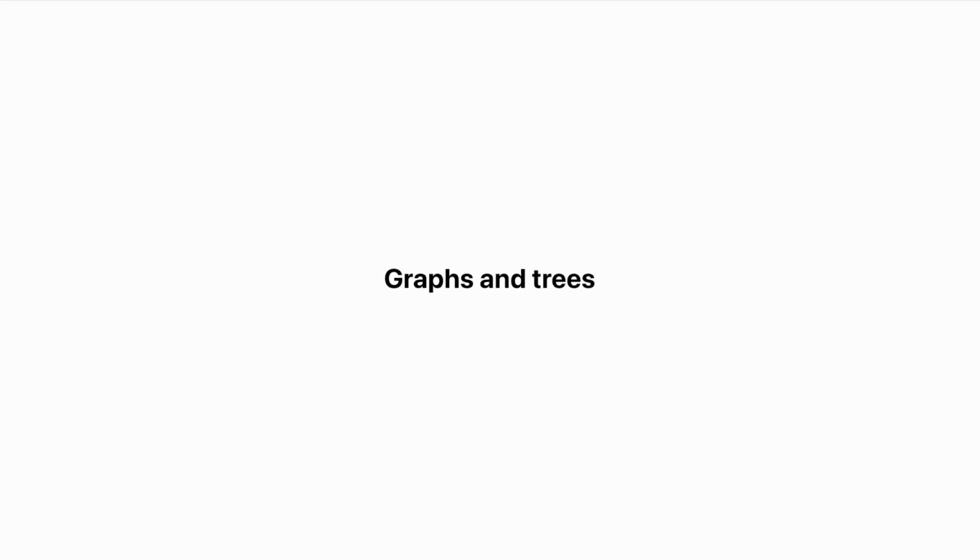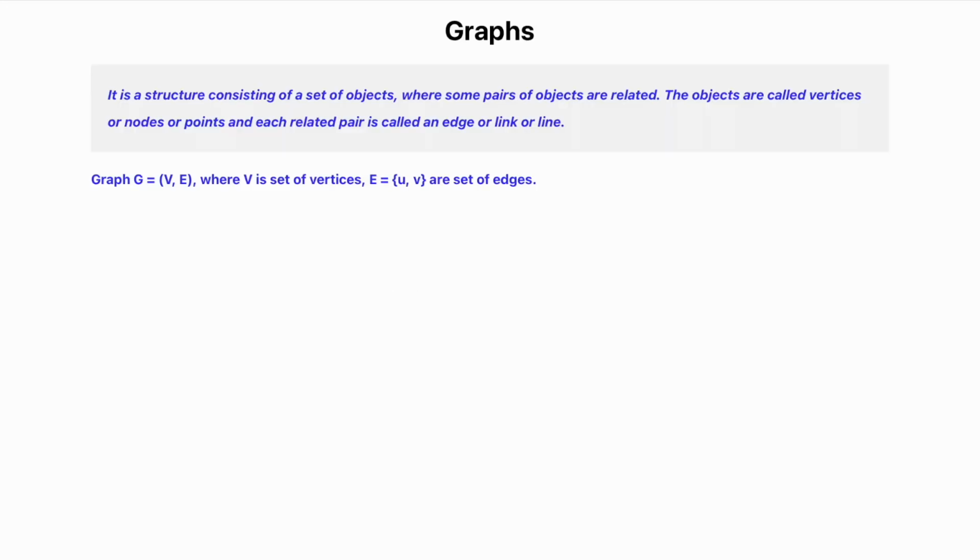Hi, I'm going to share some ideas about graphs and trees. Graph. It is a structure consisting of a set of objects where some pairs of objects are related.